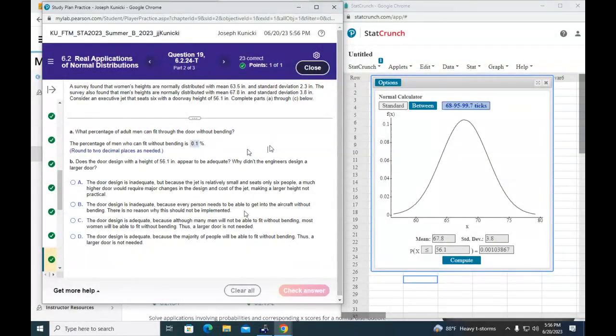Does the door design appear to be adequate? No, it's not adequate, but a much higher door would require major changes in the design and cost of the jet, making the larger door height impractical. That's because the curvature of the plane has to be, it's a smaller circle or oval, so the curvature is set by the fact that it's a small plane. You have a larger plane, the curvature is much less. You can make a larger door. The hinging is just impractical, so that's why they have such a small one. That's the problem.